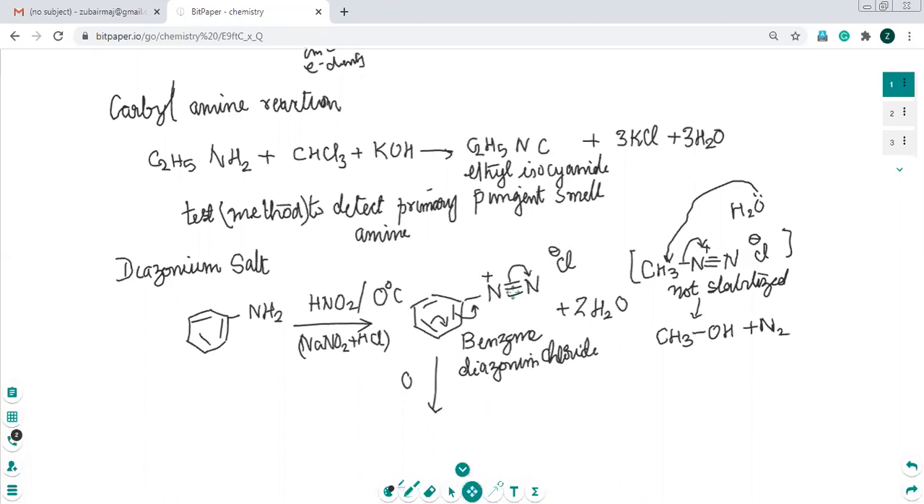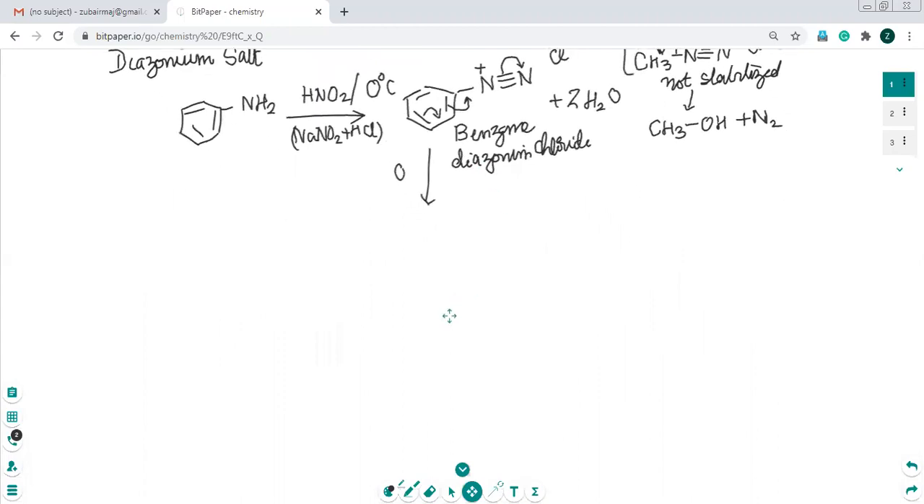Now, benzene diazonium chloride has very wide applications. You can convert this benzene diazonium chloride into many other compounds. What I will do is write it in the center, which is very interesting. Let me draw the benzene diazonium chloride here.